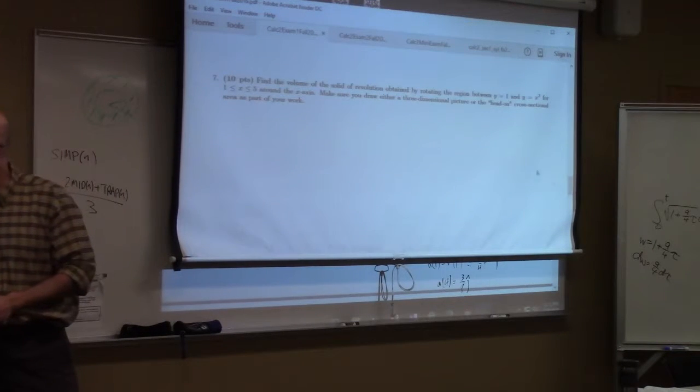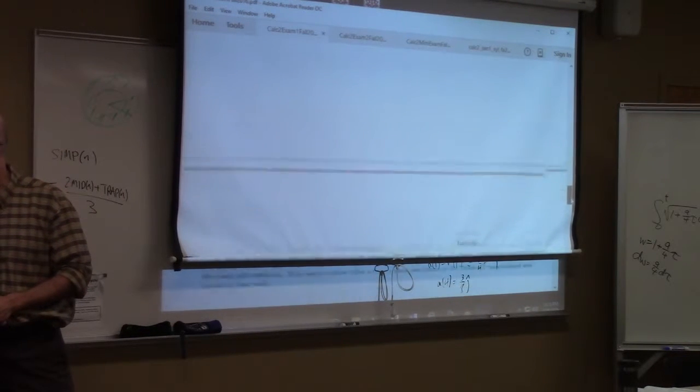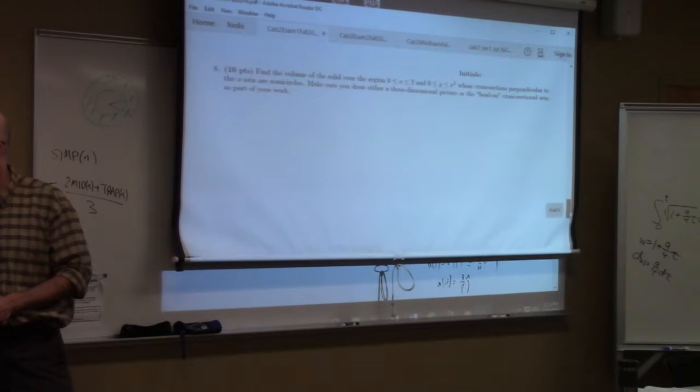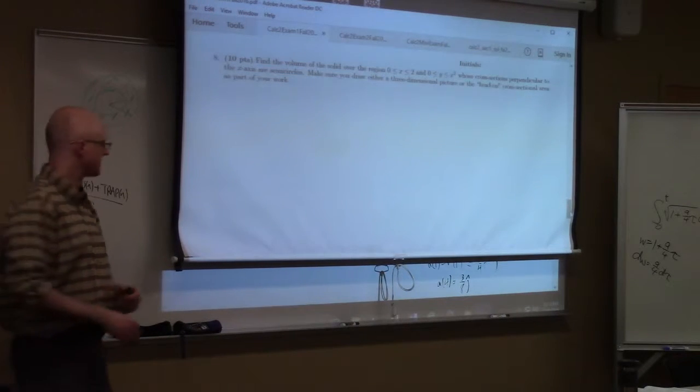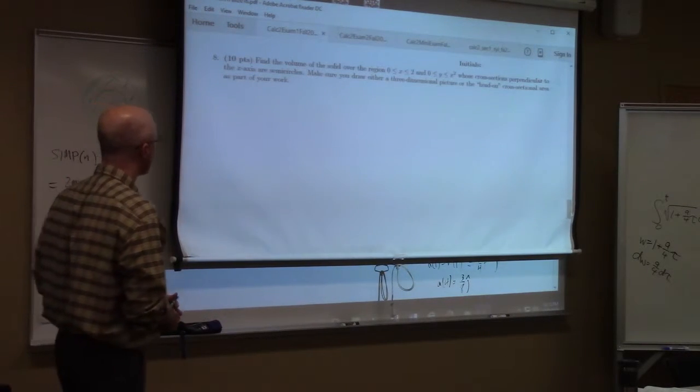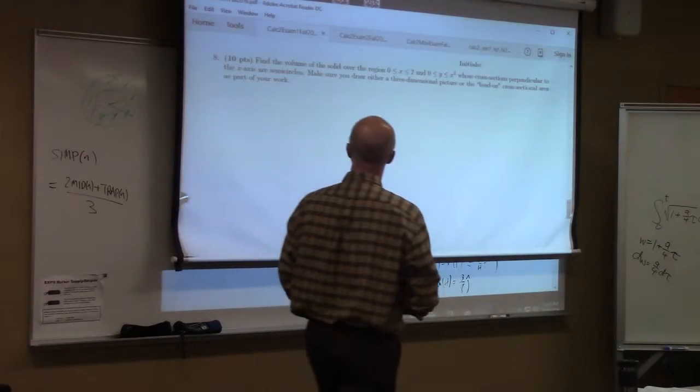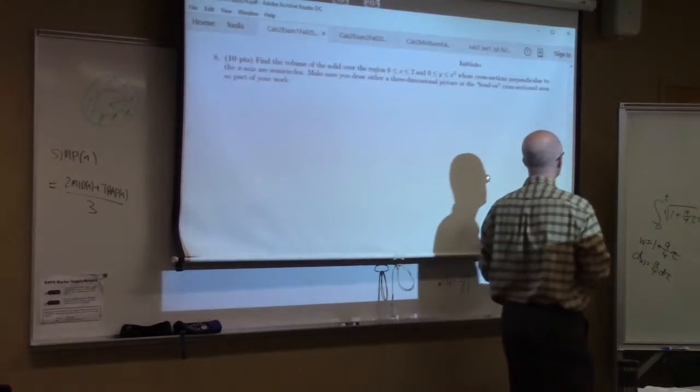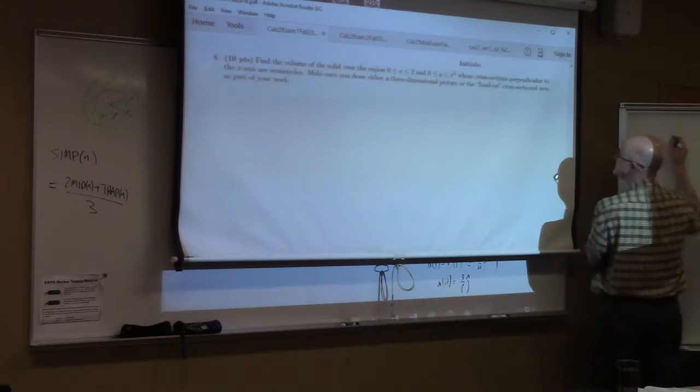Some examples are in the book, you can look those up. It's not too hard, but sometimes people have trouble with it. I think this one's a little trickier. Find the volume of a solid over a region whose cross-section perpendicular to the x-axis is a semicircle. Semicircles, I do think people have a little trouble with this.